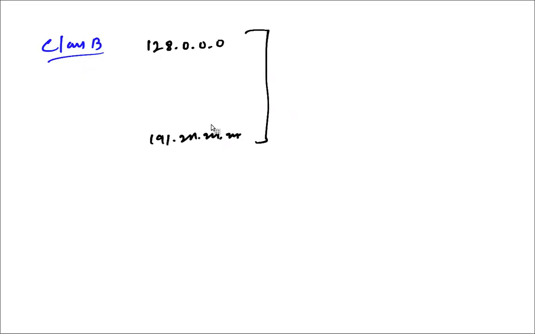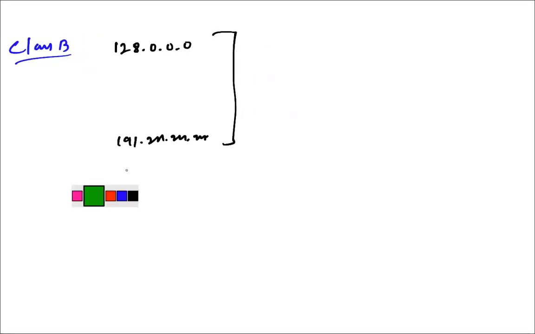Anyway, let's see. I'm going to have class B here. Class B's actual range is 128.0.0.0 to 191.255.255.255. So this is class B's range. And we know the default mask is 255.255.0.0.